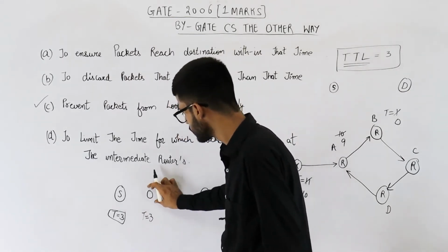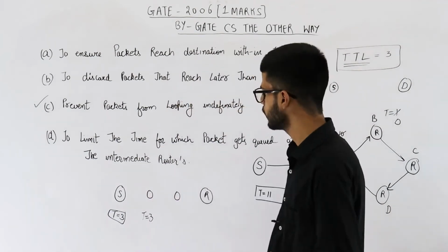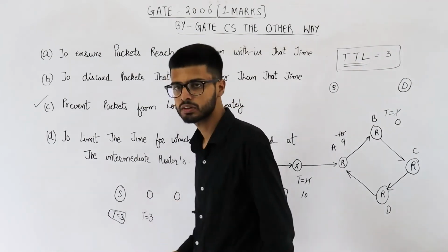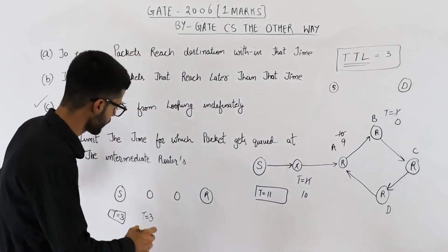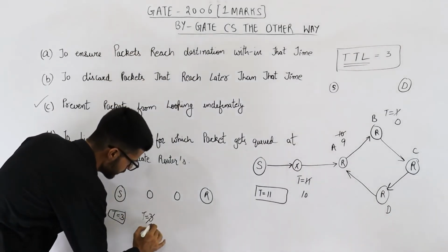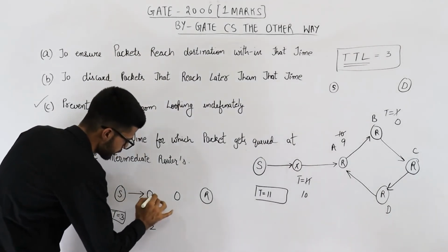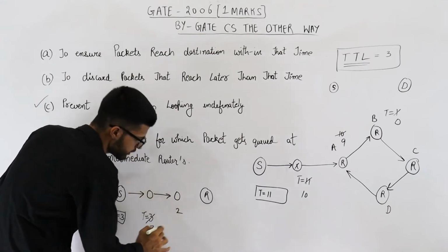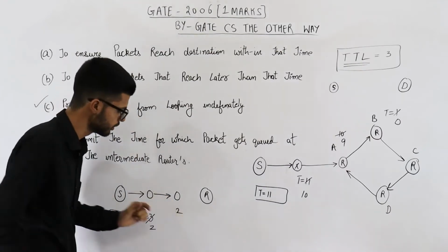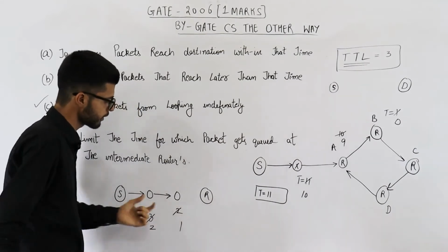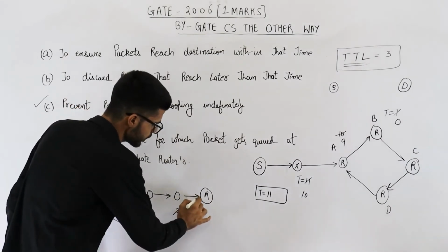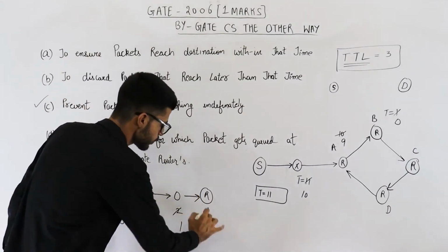Here the TTL received will be 3. Okay. This one is an intermediate node. It will actually reduce the TTL before forwarding. So TTL will be reduced to 2. Okay. Then this one will receive the TTL as 2. It will reduce it to 1. Then this one will receive the TTL is equal to 1.